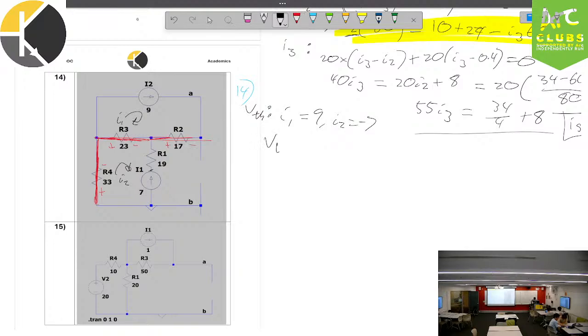And that gives us Thevenin equals VA from B, which is equal to, wait a minute, I've done this the wrong way around. Pluses and minuses should be backwards. My bad.